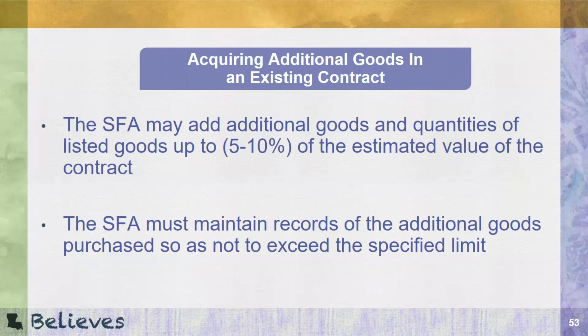Now, USDA does recommend that the additional goods should not be more than 5 to 10% of the estimated value of the contract. But that you can put in your proposal so that you can use that to provide it just in case you underestimate, or if you want to add something new to the contract.